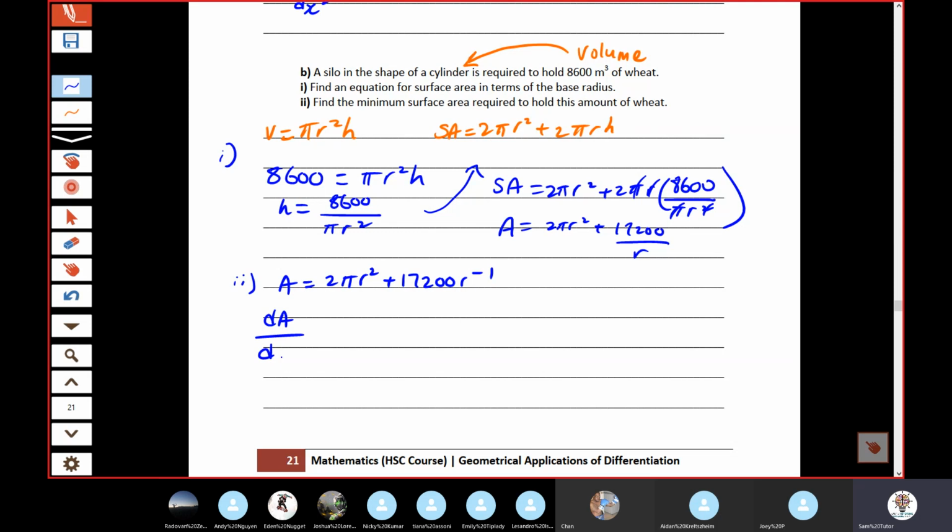What letter do you see? R. dA on dr. Makes sense. Good. Equals 4 pi r minus 17,200 r to the negative 2.